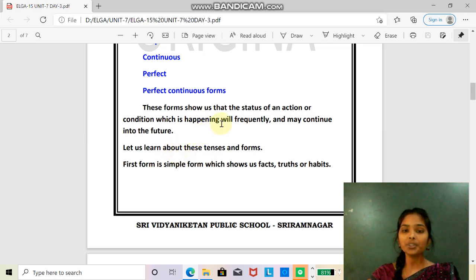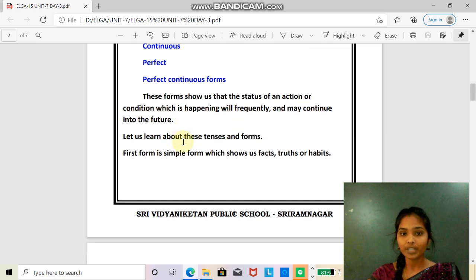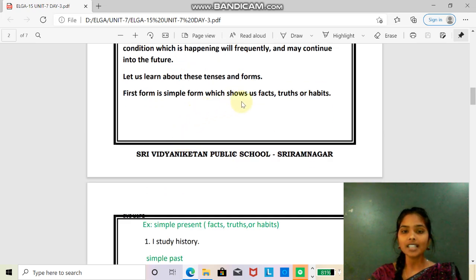These forms show us the status of an action or condition which is happening frequently and may continue into the future also. Let us learn about these tenses and forms. The first form is the simple form, which shows us facts, truths or habits. Simple form always shows facts, truths or habits.